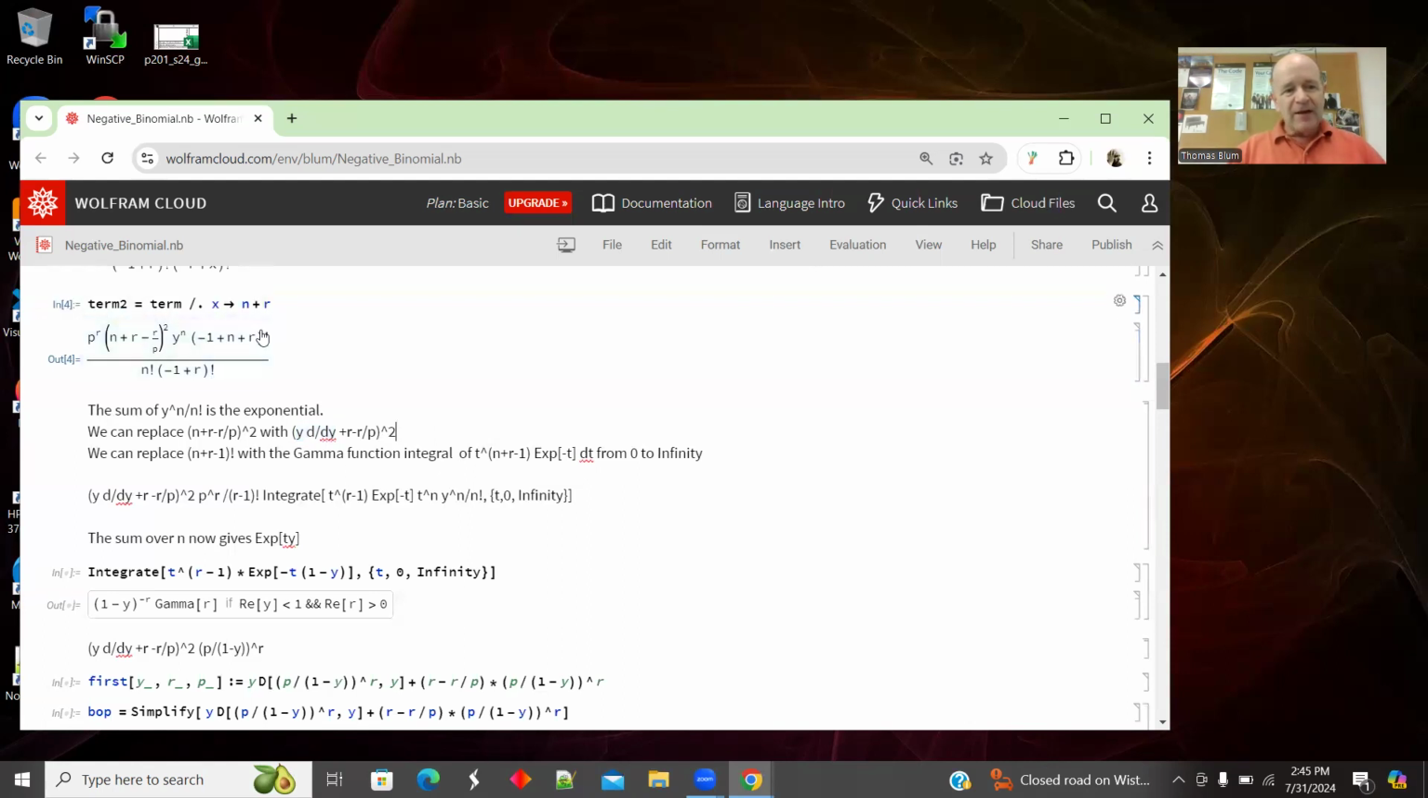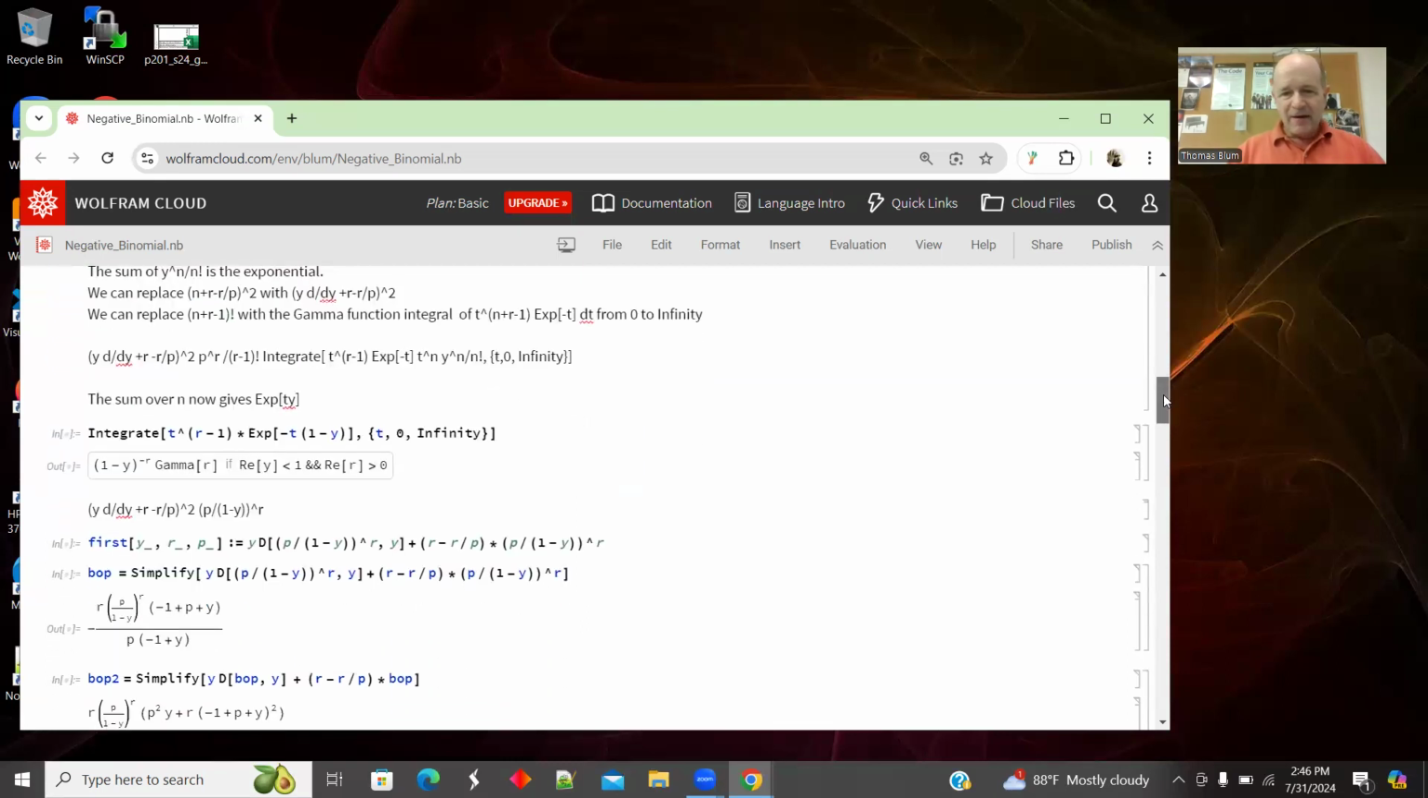And then this other n that's hanging around that I want to manipulate in a way, I'm going to represent it. This is a factorial. The generalization of factorial is the gamma function. There is an integral representation of a gamma function, which is just the integral from 0 to infinity of t raised to the n plus r minus 1 times the exponential of minus t dt. So that is an expression for this factorial.